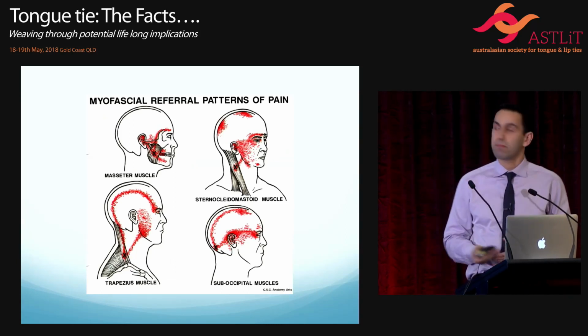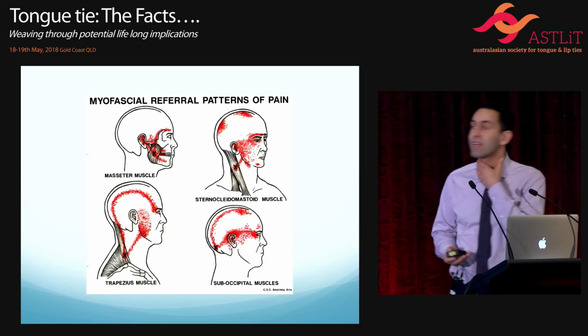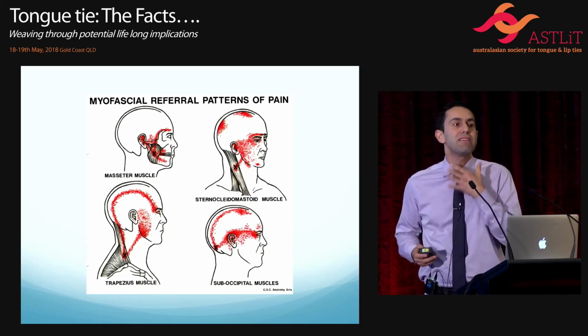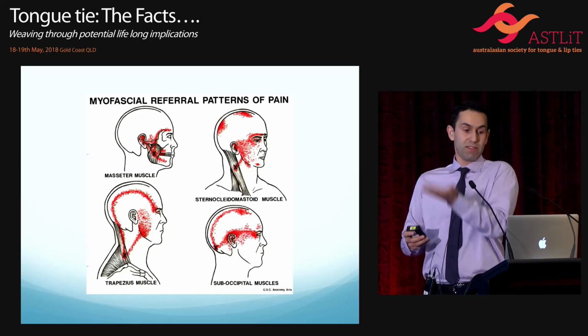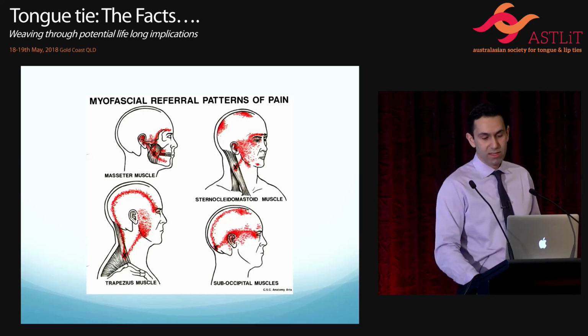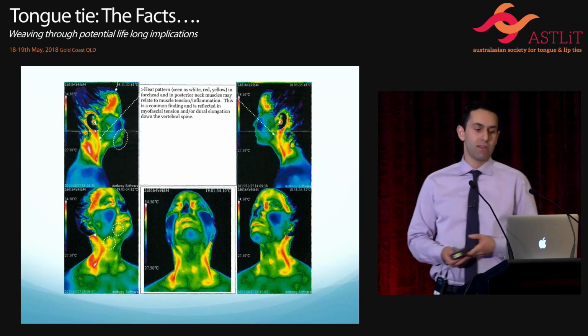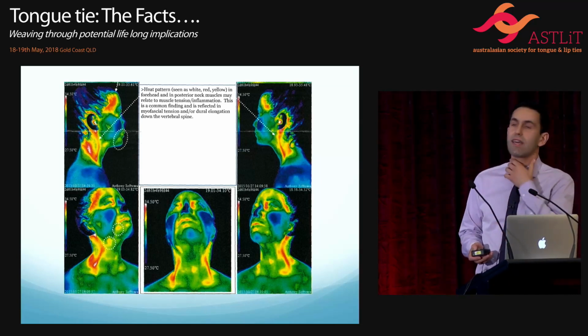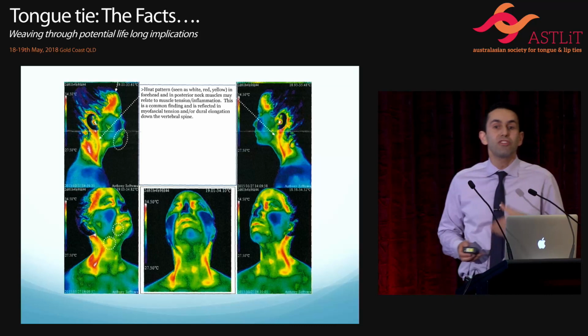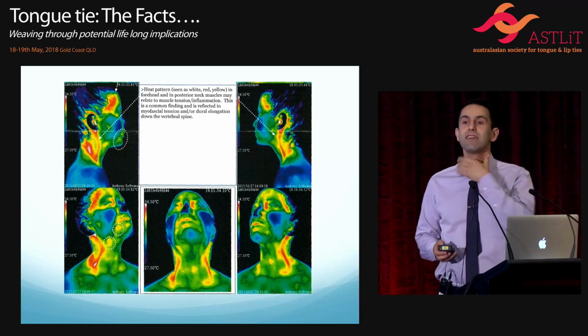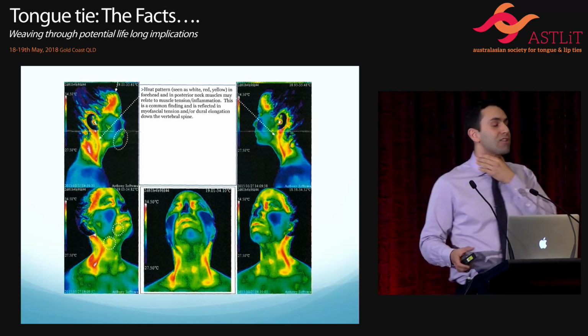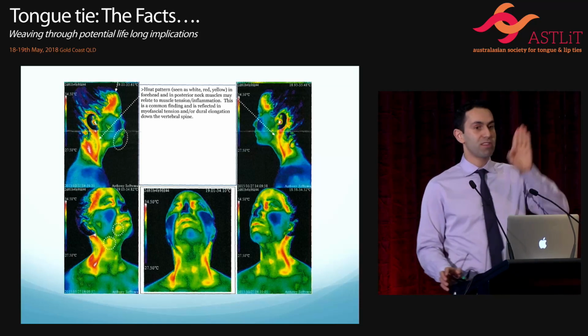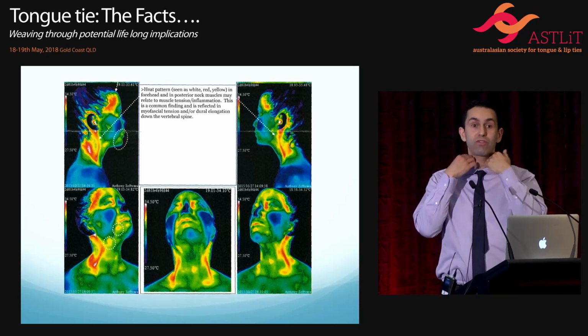You have to compensate by using the masseter muscles and the sternocleidomastoid muscles, the trapezius, just to get up that little piece of tongue tissue. And what we're seeing in a lot of our patients is that they come in with myofascial referral patterns of pain. And this is an infrared thermography of one of our patients who moves her tongue and she's engaging her neck.